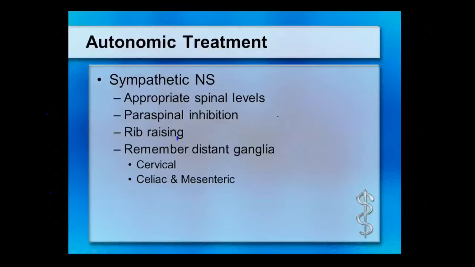All right, so sympathetics, the appropriate level. So that chart can come in handy, and I believe you have some of that on some of your cards that are covered with plastic. Rib raising, probably one of the most important things. Paraspinal inhibition, just getting in there, feeling where it's tight, holding it until it's not tight. Pretty simplistic. So, the distant ganglia.